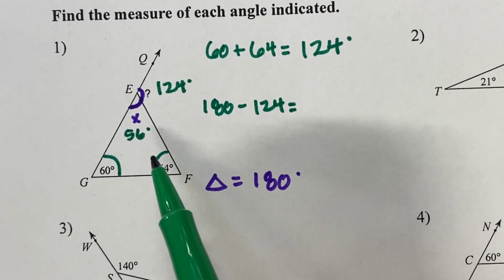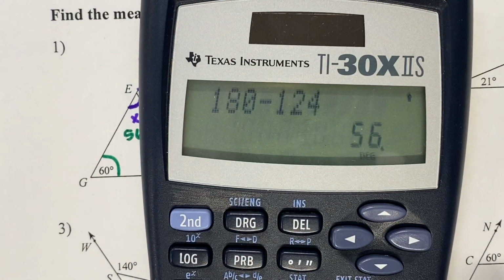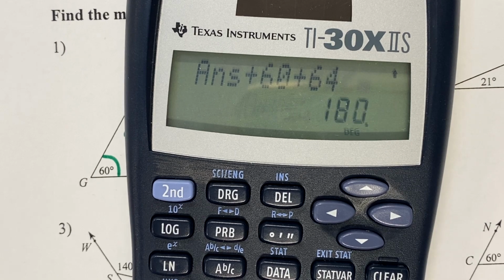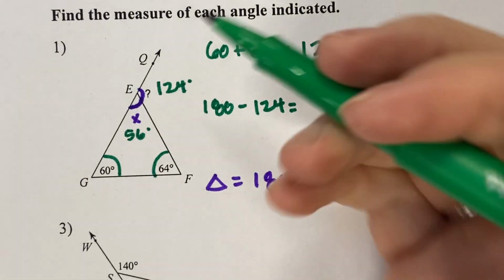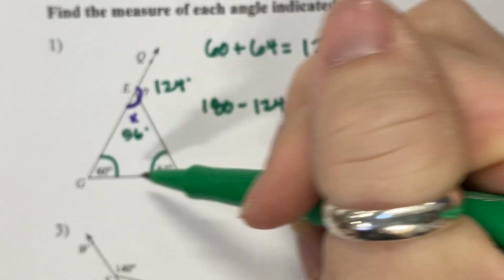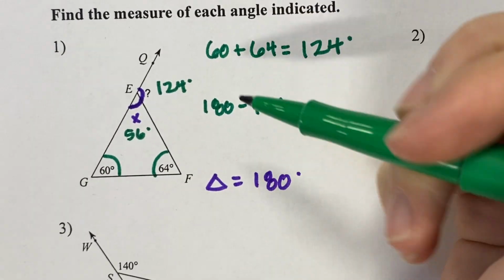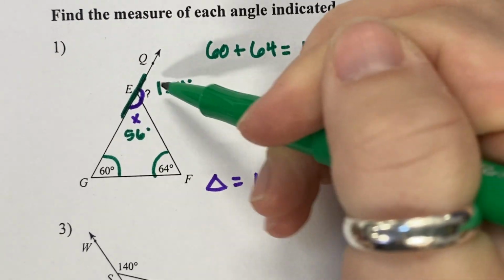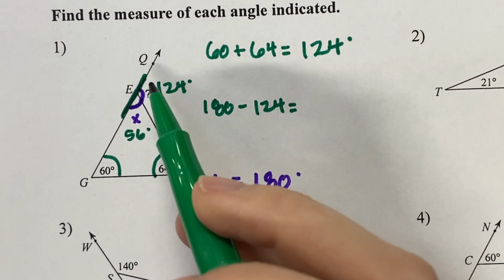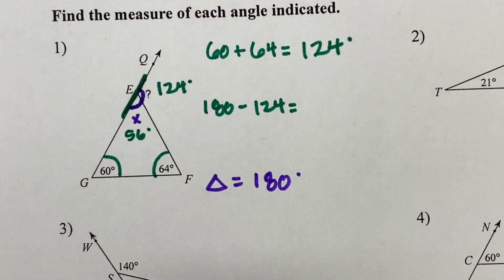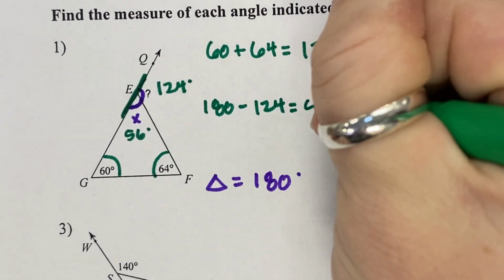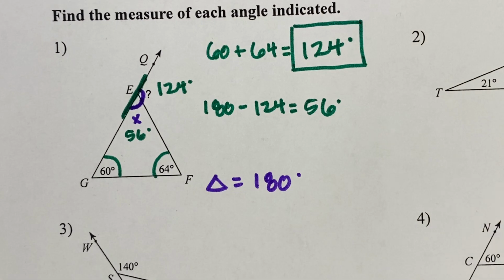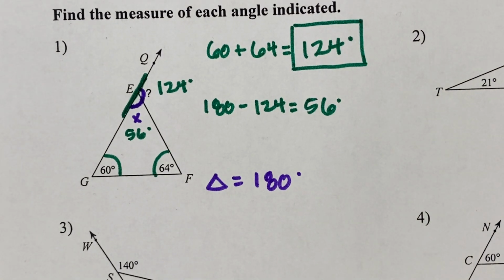If we add all three of these together now, 56 plus 60 plus 64, that does give us 180. So there are two ways of thinking about it. The whole triangle equals 180, but this straight line is also equal to 180, and that's why these two angles added together equal that exterior angle. The only thing we're looking for is that exterior angle though, 124.